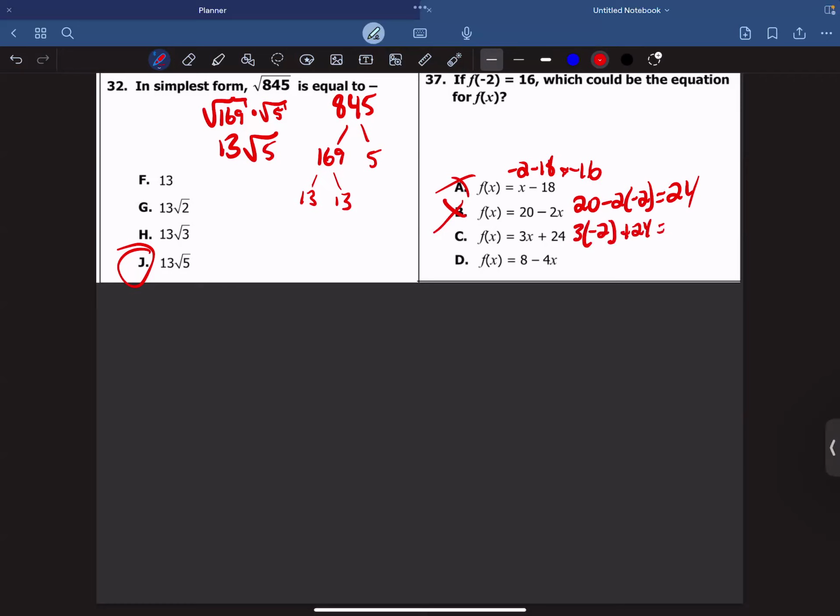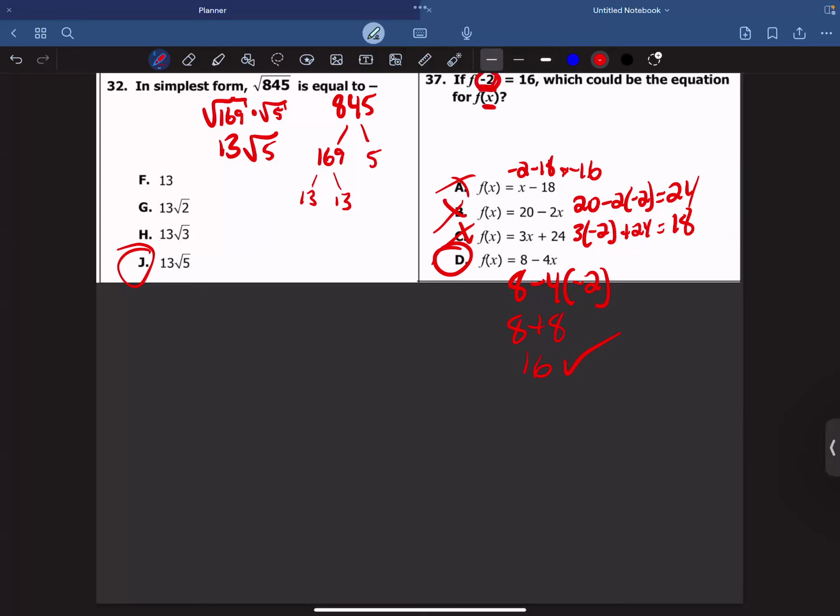-6 plus 24 is going to be 18. That's not it. Well, already we know this is the answer, but continuing with our path here, 8 plus 8, 16, checks out. So in this one, all you're doing is, because remember f of x, well, we know x is -2, so you're just substituting this in.